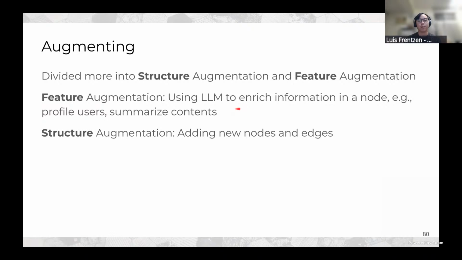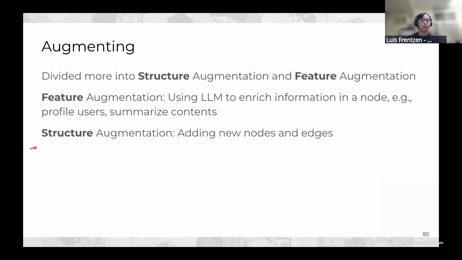For example, your nodes may be users, so you can profile the users, you could summarize their contents, and then it is going to provide you with more information. So basically you can consider a lot more things in general.